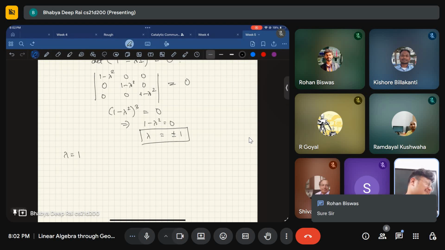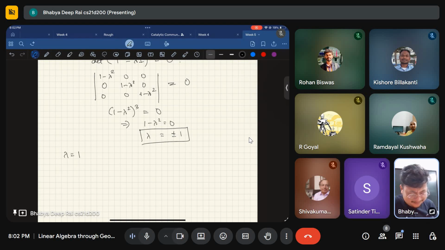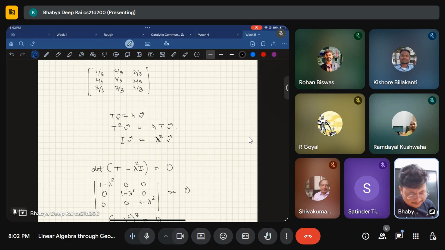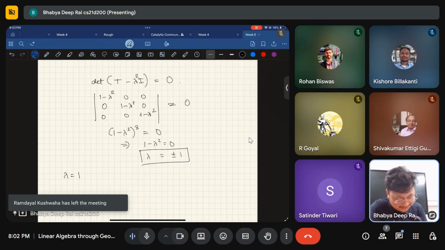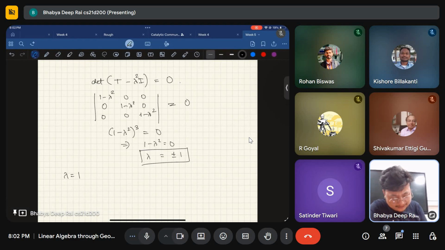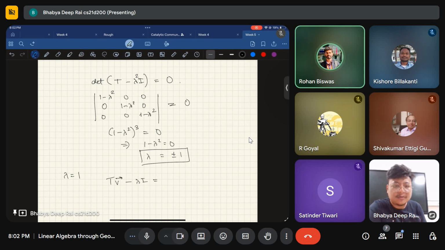Okay, so if lambda is equal to 1, let's substitute it here in the equations, 1 by 3, 2 by 3, 2 by 3. So what we were saying is TV equals lambda V. So you have TV minus lambda I.